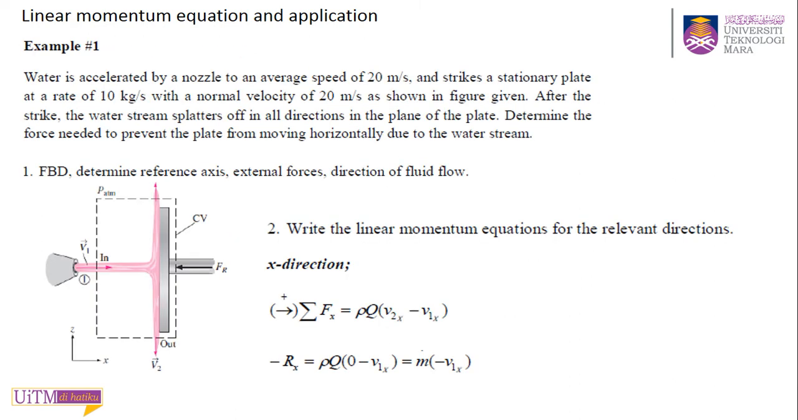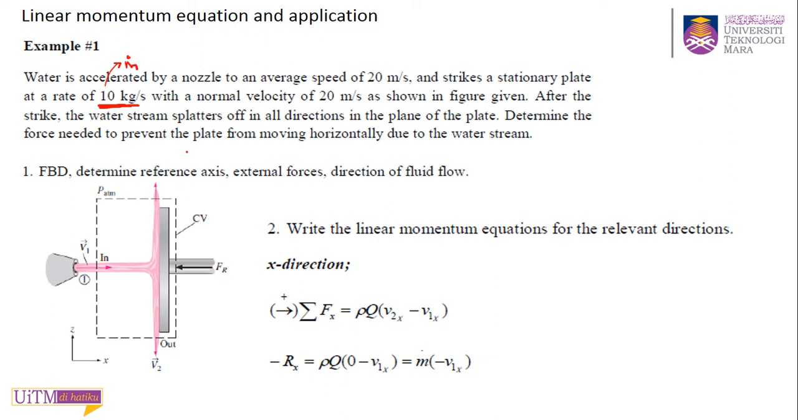So we look at an example of that water jet hitting a plane surface. It says here, water is accelerated by a nozzle. So you have a nozzle where your fluid comes out to an average speed of 20 meter per second and strikes a stationary plate. This is your plate, at a rate of 10 kg per second. So this is your kilogram per second, apa ni, kilogram per second is mass flow rate.